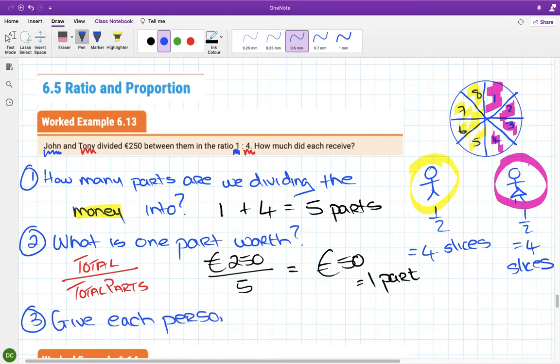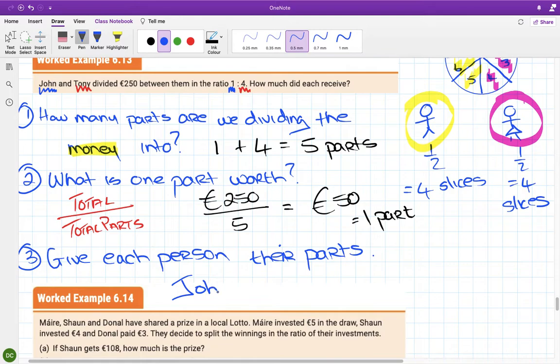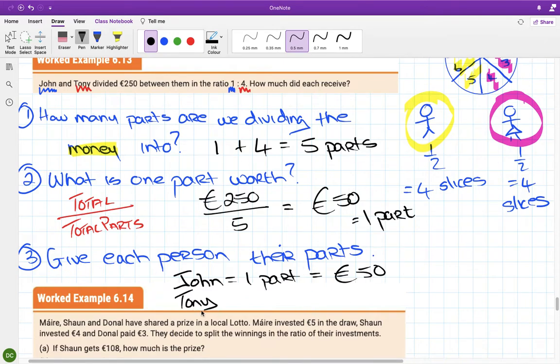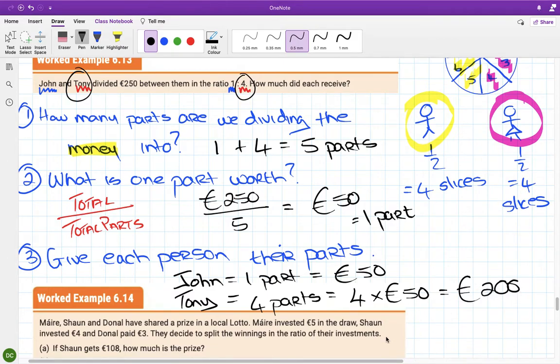And then the last thing you do is you give each person their parts. The first person was John, and John gets 1 part, so John gets €50. Tony then gets 4 parts. So if €50 was 1 part, he's going to get 4 times €50, which means he's going to get €200.